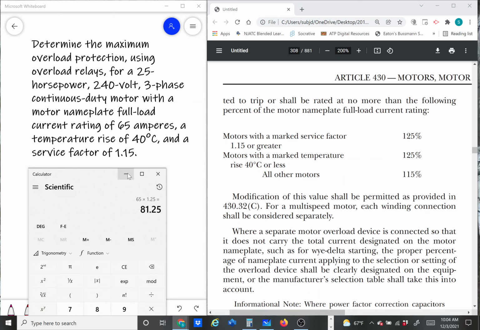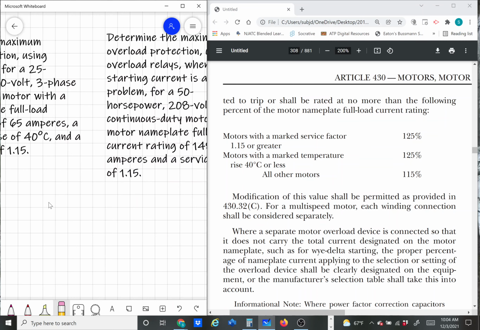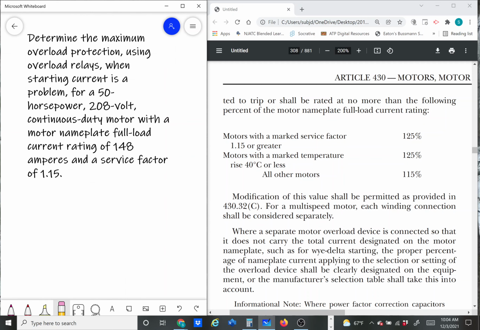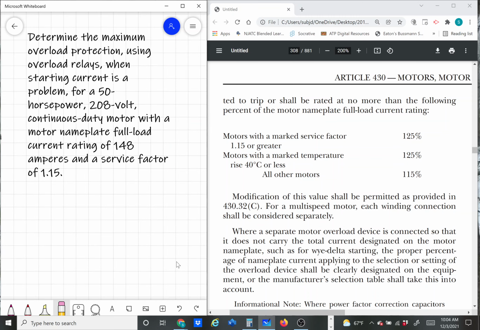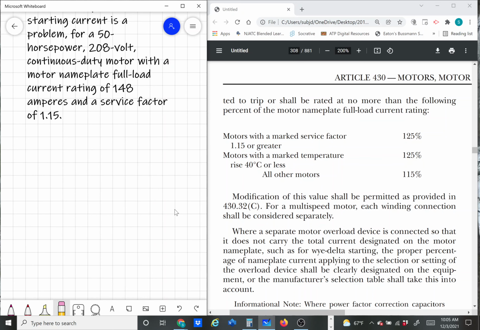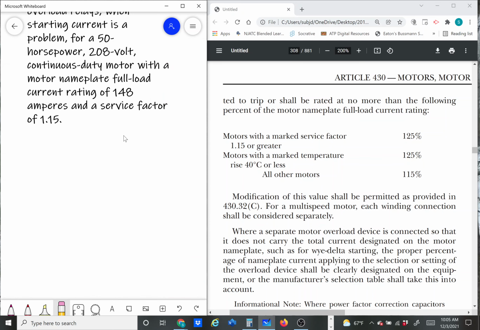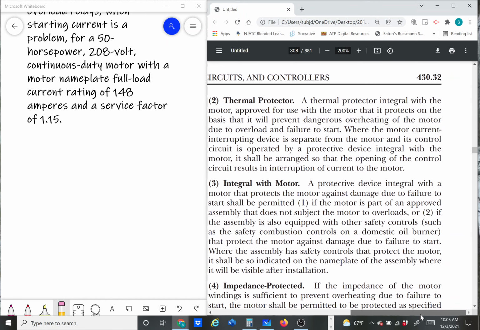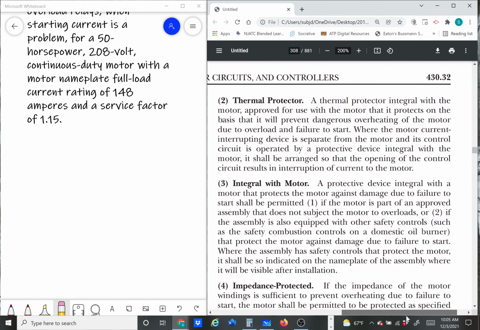Good. So we're going to move on, and when we move on, we are going to come to this question here. This one says, determine the maximum overload protection using overload relays when starting current is a problem. So when I see that when starting current is a problem, this is on the same page of your 2017 code book. We just go over to the right hand column and go down a little bit.